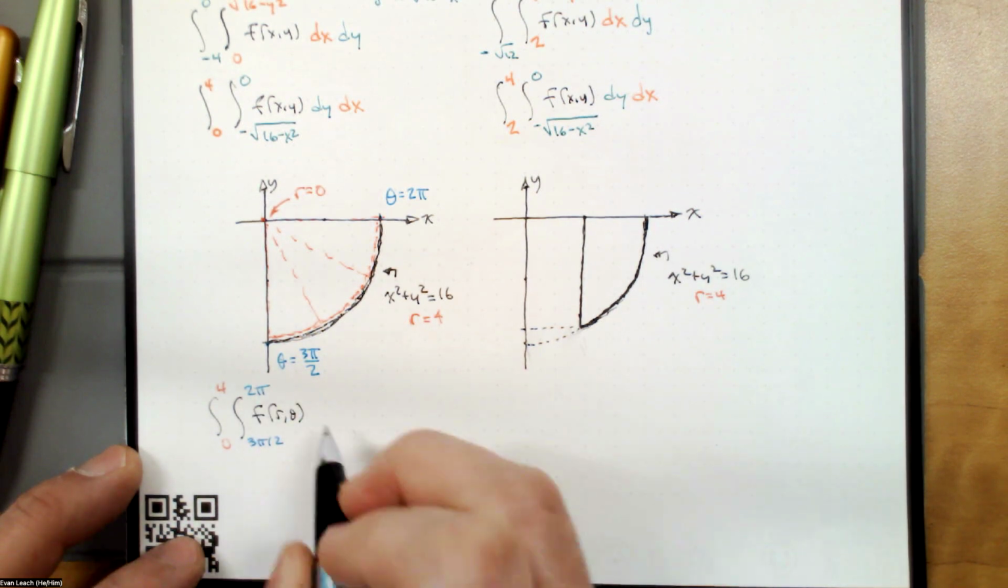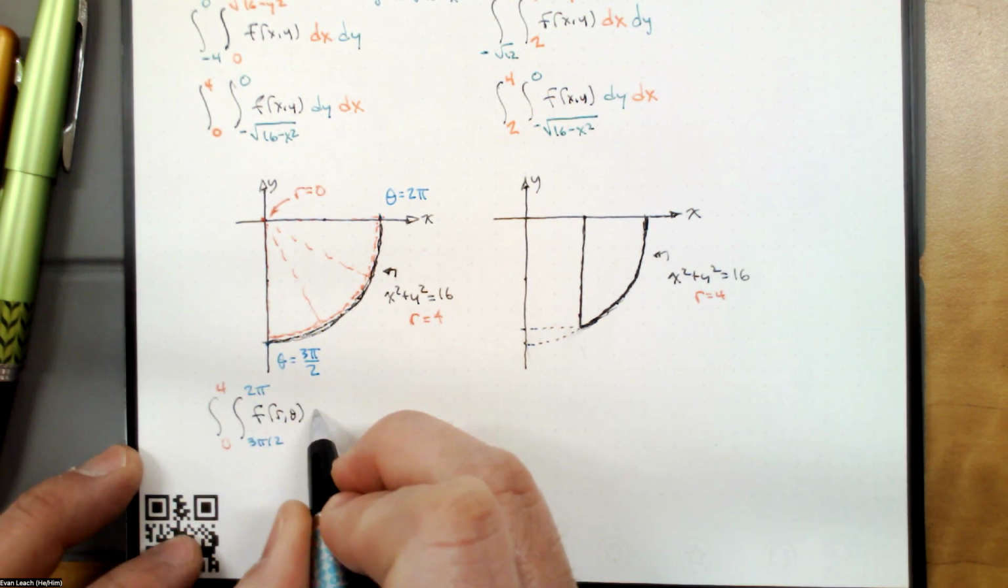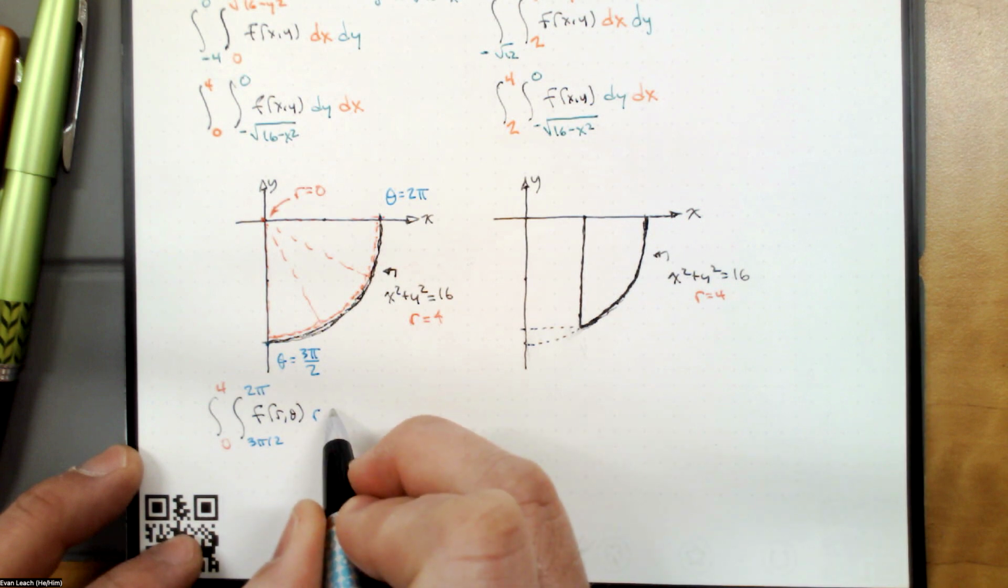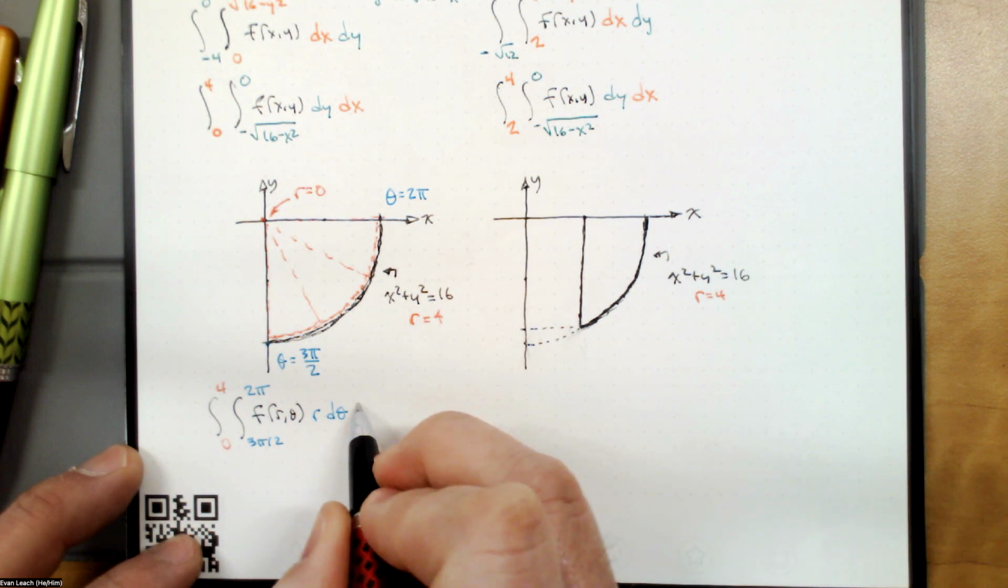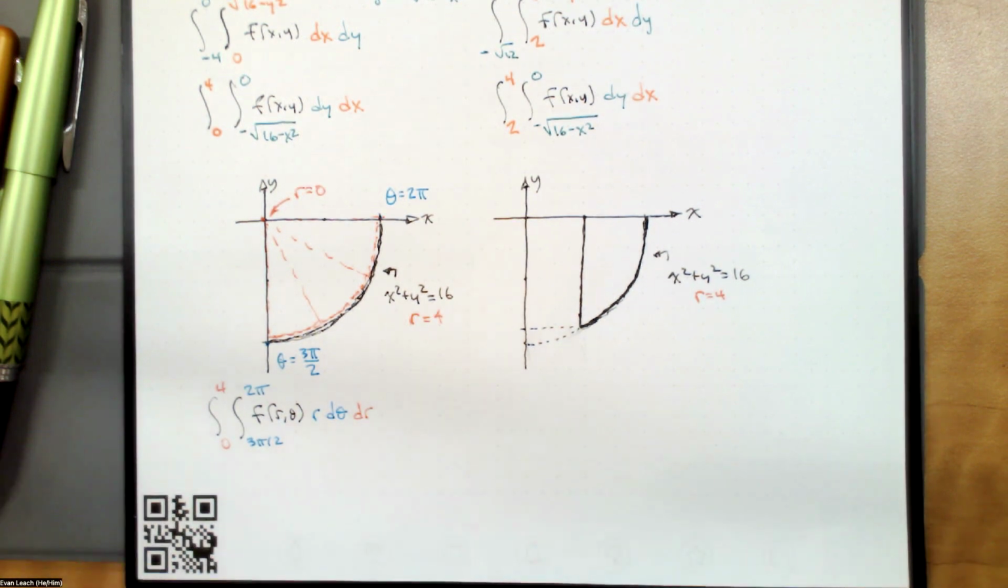I do have to include an extra factor of r for the d theta. I need that extra factor of r to turn d theta into length so that r d theta dr is area.